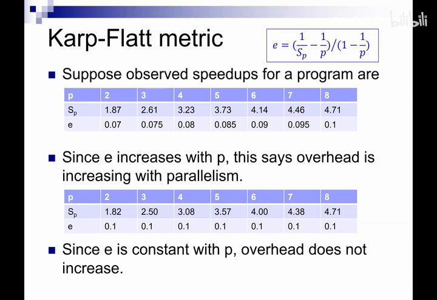So eventually, if the overhead for the first program keeps increasing, we're going to get less and less speedup as you increase the number of processors. Whereas here, because the overhead is the same, you can get better speedup as you increase processor count.